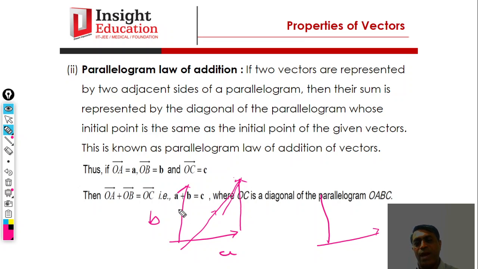the diagonal of the parallelogram. If two vectors are represented by two adjacent sides of a parallelogram, then their sum is represented by the diagonal of the parallelogram whose initial point is the same as the initial point of the given vectors. So this diagonal represents the resultant of vectors A and B. We have already discussed that a bird can fly because of this vector addition. Here there is no need to draw the diagram.